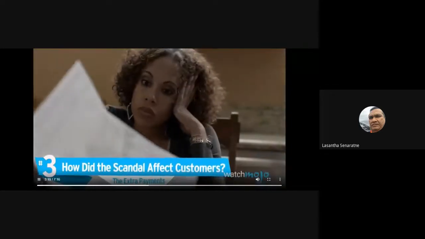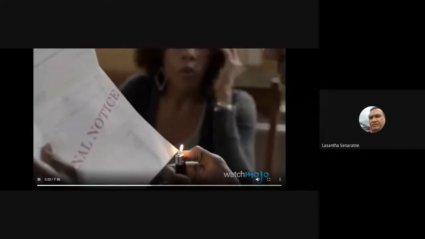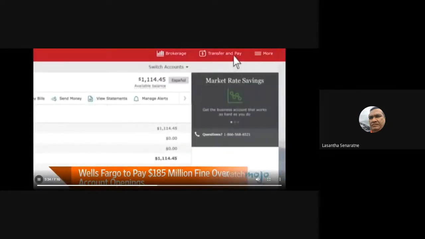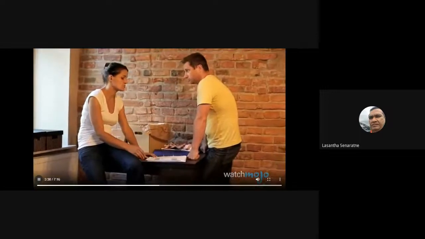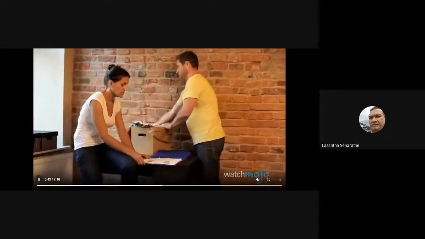Number 3. How did the scandal affect customers? In many cases, the extra accounts initially went unnoticed or unquestioned by customers. Small amounts of money were typically transferred from an existing account when the fraudulent new one was opened, a transaction that didn't always draw attention. As some phony accounts were then closed within weeks, customers remained unaware that an extra product had ever been added.